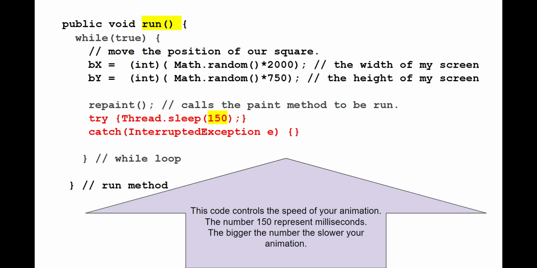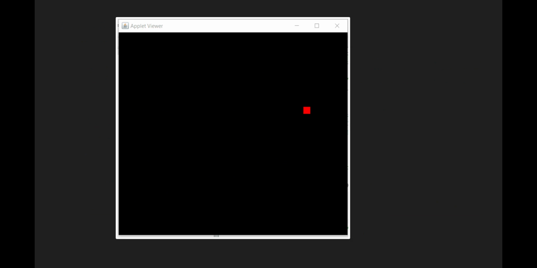The number 150 represents how slow or fast the animation will move. 150 is a measurement in milliseconds, and so the larger the number is, the slower your animation will be. You can change that number and play around with it, increase it or decrease it to make your animation go faster or slower. Everything else stays the same. And when you run your animation, hopefully your red square will dance across your screen.